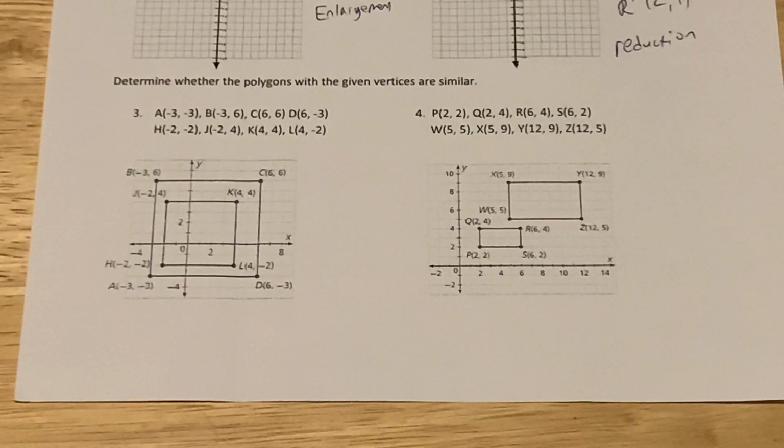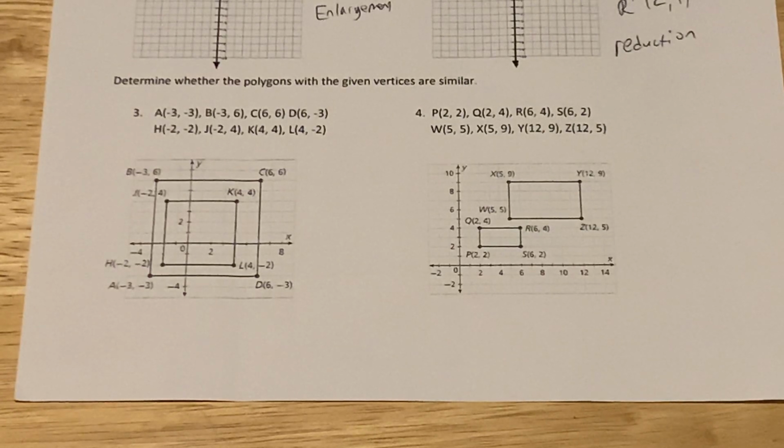Now remember, in order for something to be similar, it has to have congruent corresponding angles, and it has to have sides that are proportional. But another way I can show they're similar is if I can show that there's a mapping that maps one ordered pair to the other. But let's first deal with the angles part of it.